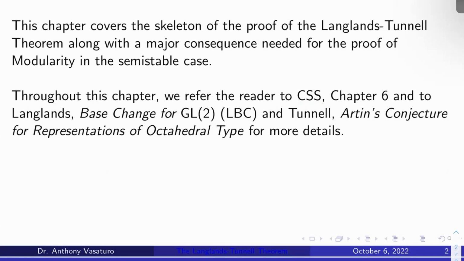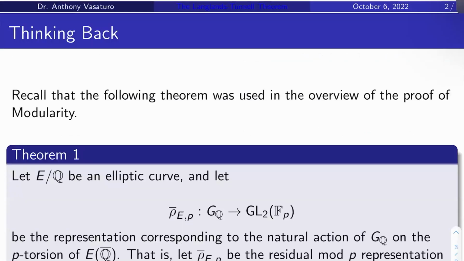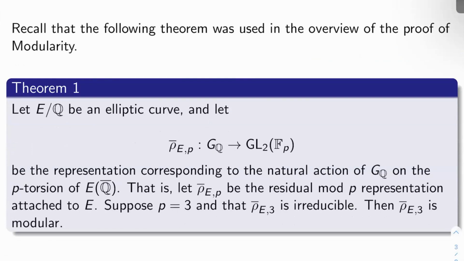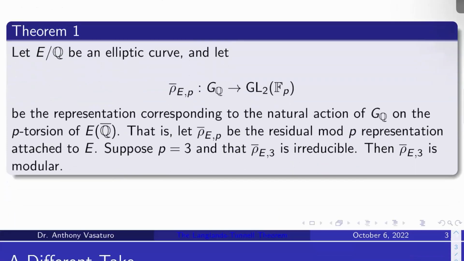And then the original papers to look at would be Langlands' base change for GL2, which I'll call LBC if I refer to it again, and Tunnell's Artin's conjecture for representations of octahedral type. Okay, so let's think back for a second. If you recall in the overview of the proof of modularity, the following theorem, which I'll call Theorem 1, was used. Let E over Q be an elliptic curve, and let rho bar E,p from G_Q to GL2 of F_p be the representation corresponding to the natural action of G_Q on the p-torsion of E of Q bar. So this is just the mod p representation attached to the elliptic curve, or the residual mod p representation, if you like. Now, suppose p is 3, and let's suppose this representation, rho bar E,3, is irreducible.